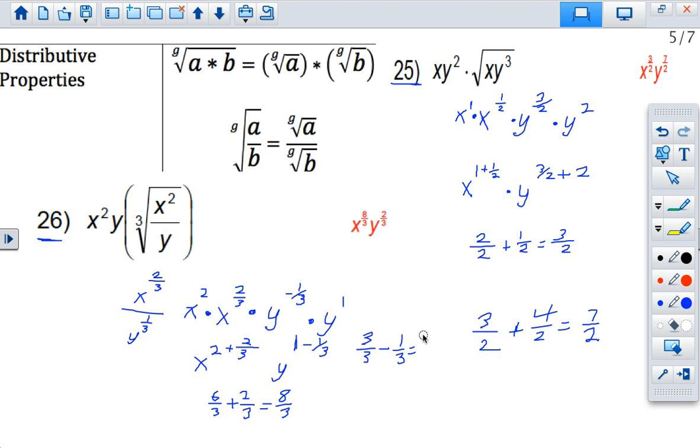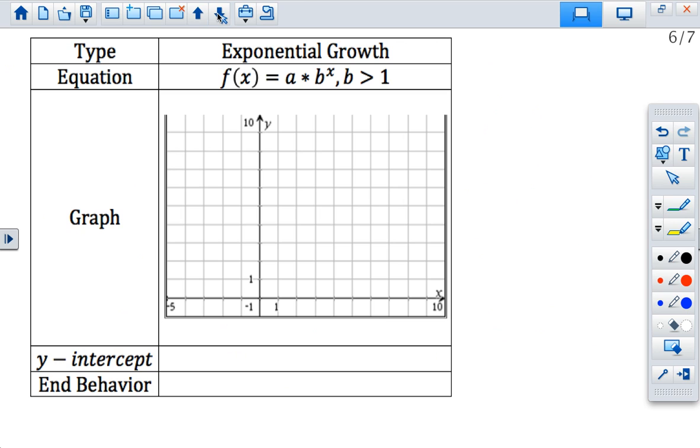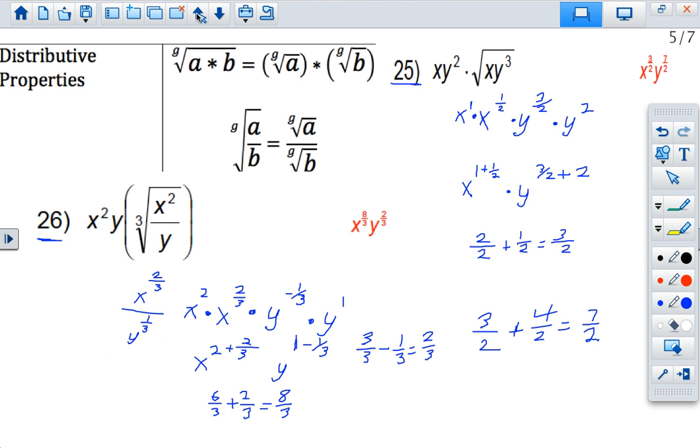Okay, all right, let me see if I have any more. What do we have now? Okay. All right, so that's just some practice on your properties of exponents. Okay, you're going to need this information for class on Thursday.